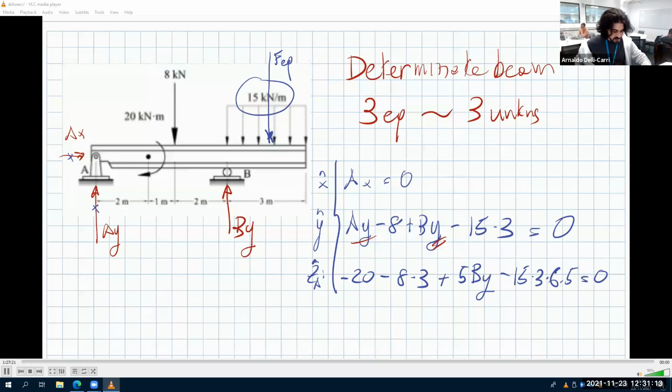This one is an equation with a single unknown. We can find By and Ay quite easily. We don't need to convert, because the moment is already in kilonewton meters. This is kilonewton times meters. This is kilonewton times meters. This is kilonewton meters times meters gives F equivalent times meters again gives kilonewton meters. This is already kilonewton meters. A moment is a moment. That's it.